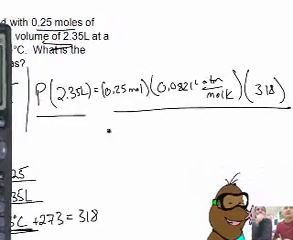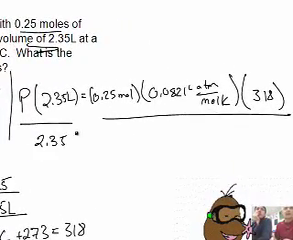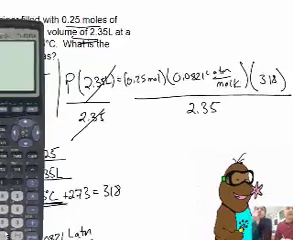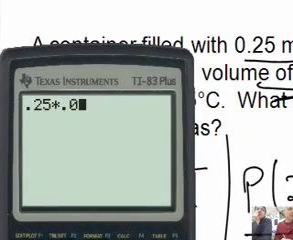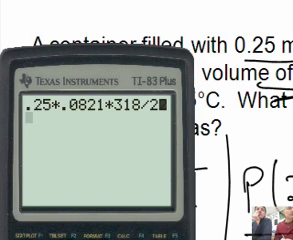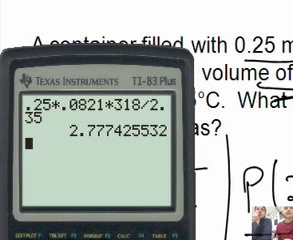You algebra people, what do you do? You divide both sides by 2.35. If I divide by 2.35, the 2.35 cancels here. So on my calculator, I have 0.25 times 0.0821 times 318. I forgot my units. This would be in liters. Divided by 2.35. Bingo, I get the answer.